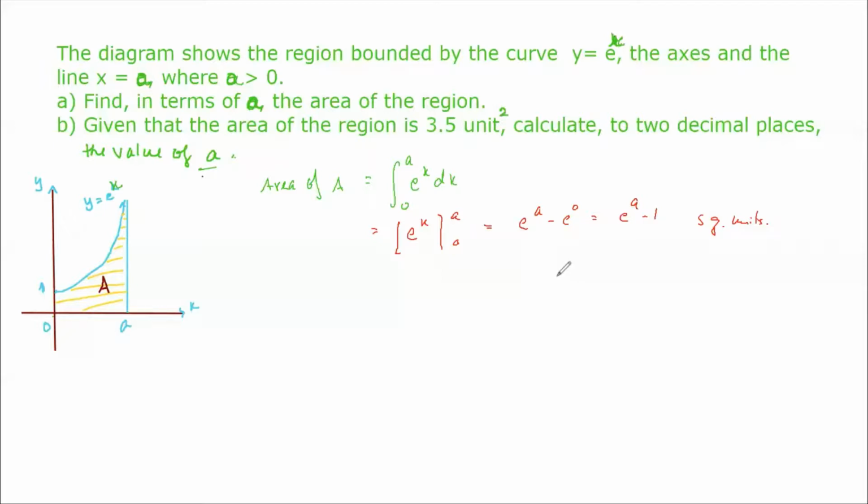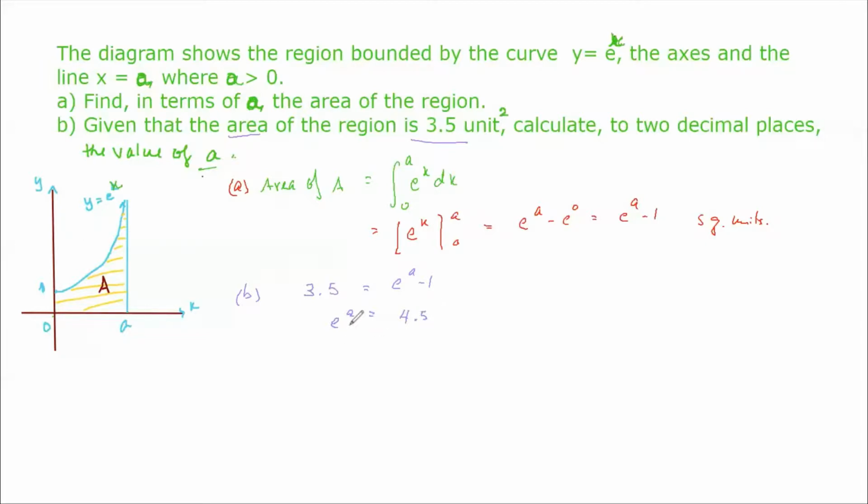That is question A. Now we do question B. Given the area of the region equal to 3.5, calculate to two decimal places the value of a. We know this area equals 3.5, so we replace the area, 3.5 equal to e power a minus 1. So this one moves over and becomes e power a equal to 4.5.